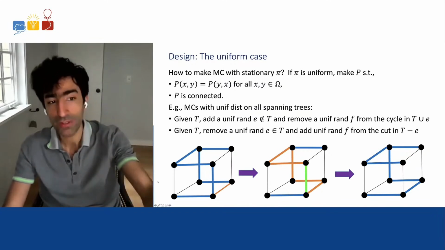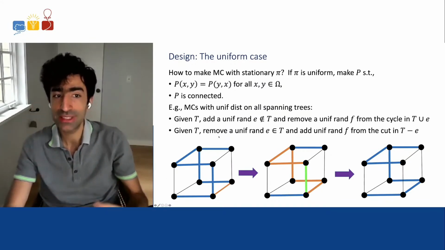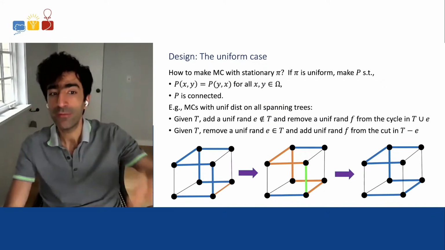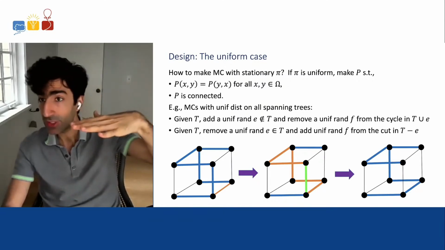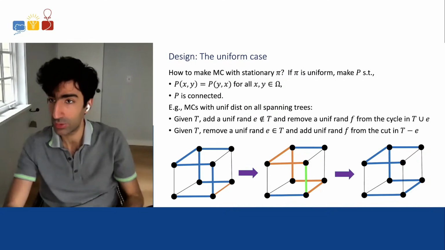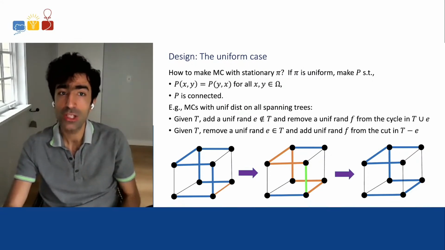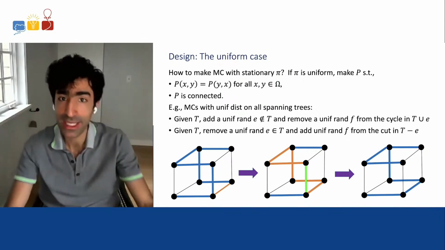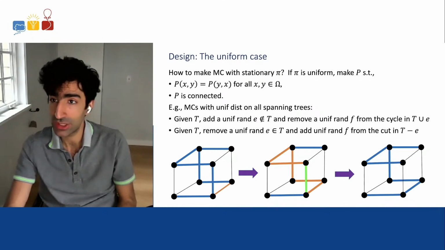There is a dual version of this Markov chain, which also gives you a uniform distribution over spanning trees. Given a spanning tree T, first you remove a uniformly random edge E, and then you get a cut with no edges. In that cut, you add a uniformly random edge from the cut to the tree. And that also has a uniform distribution over trees. Okay, so this was an example of how to design Markov chains which have the uniform distribution as their stationary distribution.